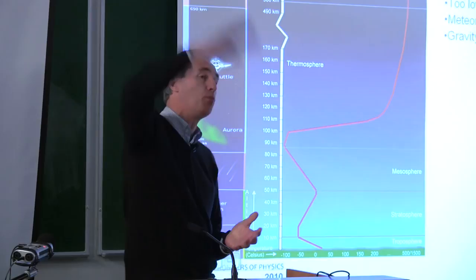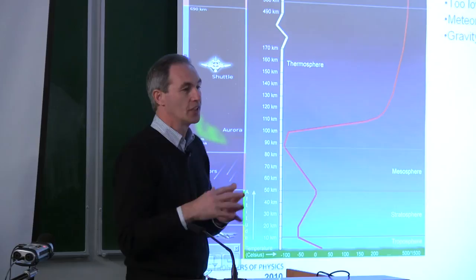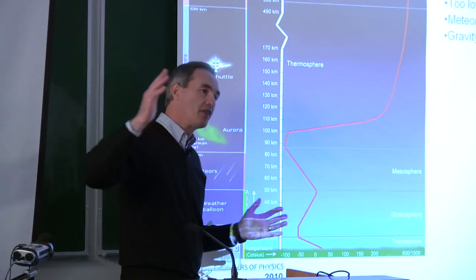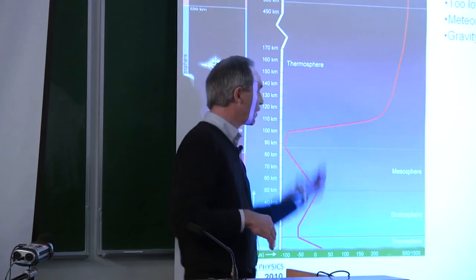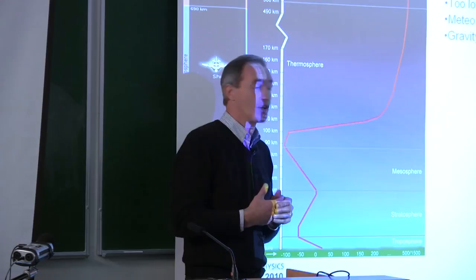And so what happens is when the energy propagates upwards, the density decreases, and in order for the energy to propagate, the amplitude of the wave has to increase. So what you get, a relatively small wave down at the Earth's surface, by the time it reaches the mesosphere, where it typically tends to break, can be a very large amplitude wave. And so those are the sorts of things that we're interested in.